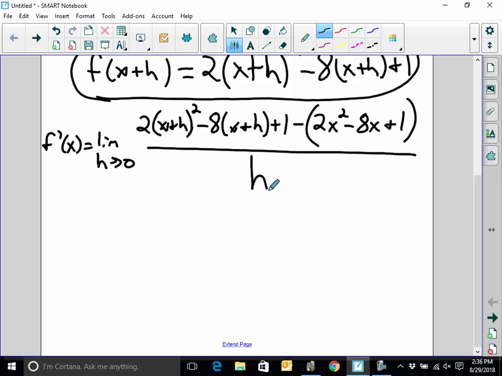So let's see if we can manipulate this thing, just like we did in the day 2 and day 1 videos. Let's see if we can get those h's to cancel out so we can actually come up with a function for a derivative. So what I'm going to do here is FOIL that x plus h squared and distribute the 2. I'm going to distribute that negative 8. I'm going to distribute the negative sign in front of the f of x.